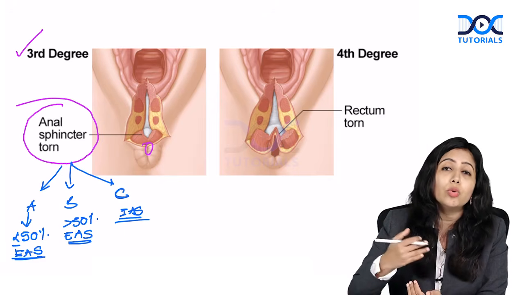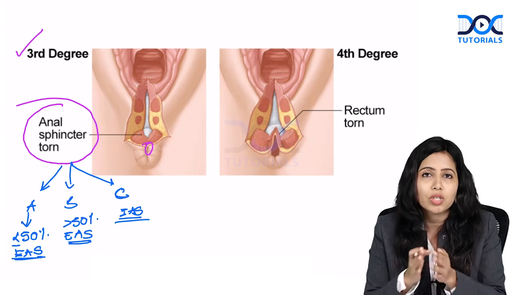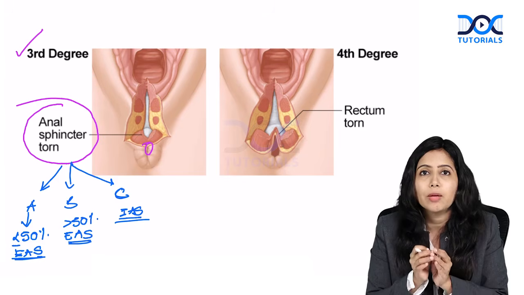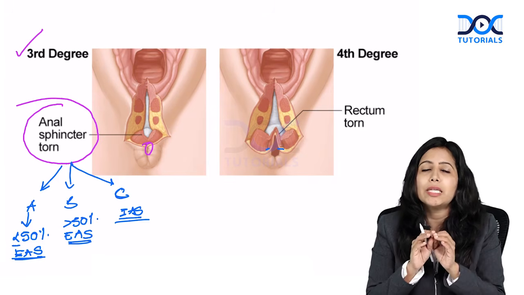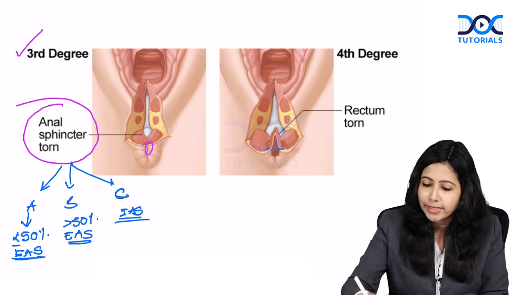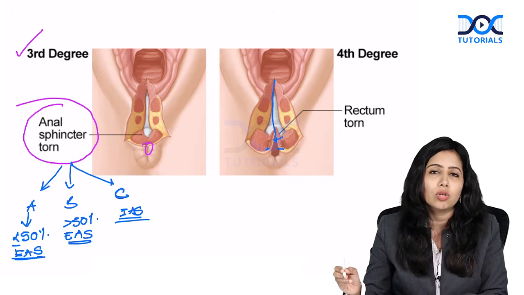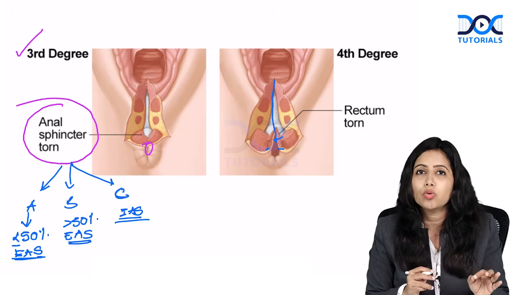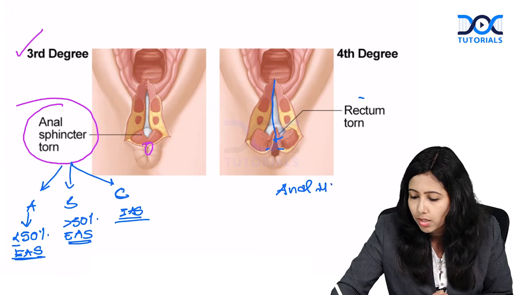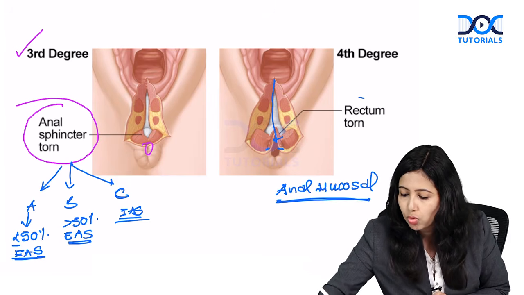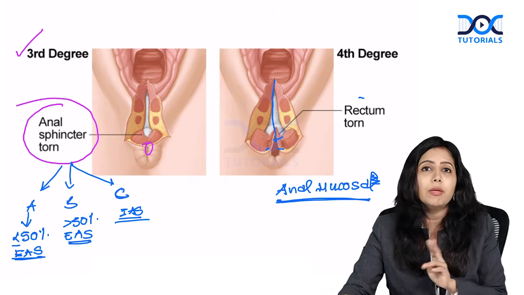Finally, coming to the fourth degree of perineal tear. In fourth degree perineal tear, what is the last structure? That is the anal mucosa. The anal mucosa is also torn. It is a complete perineal tear. Completely, right from the vagina till the anus, it is torn. So if the anal mucosa is torn, it is known as fourth degree perineal tear.